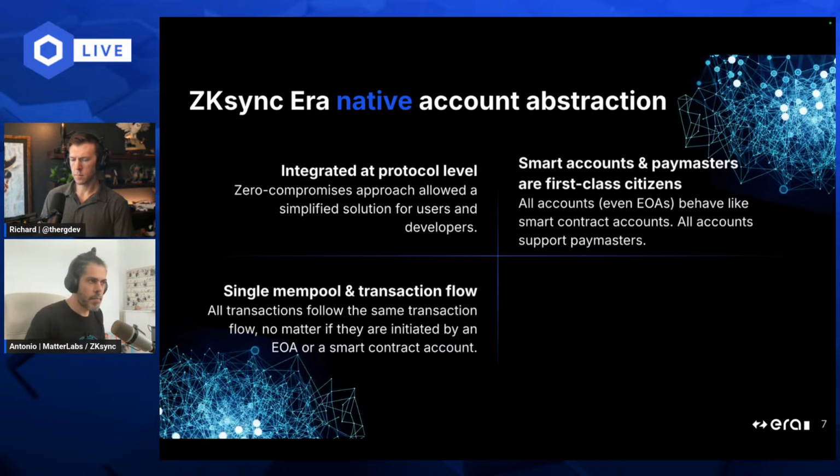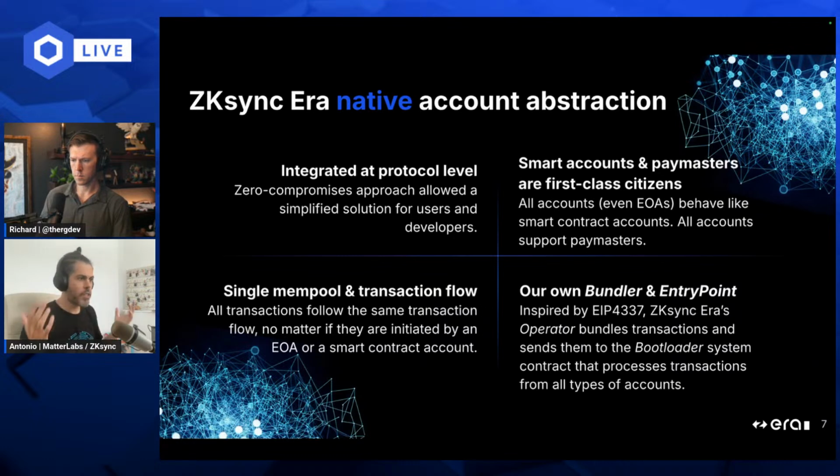Smart accounts and paymasters are first-class citizens, and all accounts, even your MetaMask, behave like a smart contract account behind the hood, and all accounts support paymasters. I'll show you this in the little demo that I will do at the end. And the way this works is because we have our own version of the bundler and the entry point. We call them the operator, which is the process that bundles transactions together and sends them to the bootloader, which is our version of the entry point contract, the one that executes the transactions.